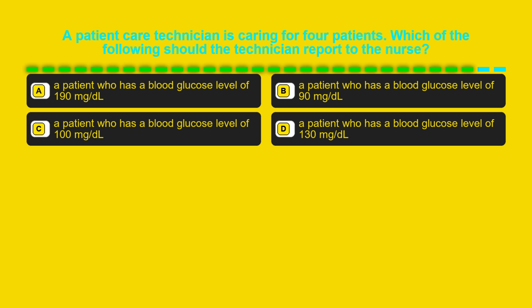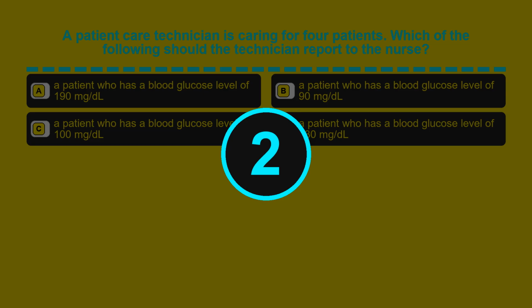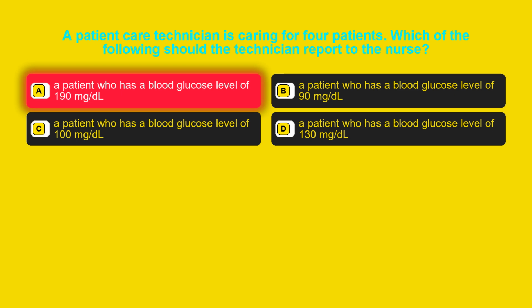Question 10. A patient care technician is caring for 4 patients. Which of the following should the technician report to the nurse? Option A. A patient who has a blood glucose level of 190 mg/dL. Option B. A patient who has a blood glucose level of 90 mg/dL. Option C. A patient who has a blood glucose level of 100 mg/dL. Option D. A patient who has a blood glucose level of 130 mg/dL. The correct answer is option A. A patient who has a blood glucose level of 190 mg/dL.